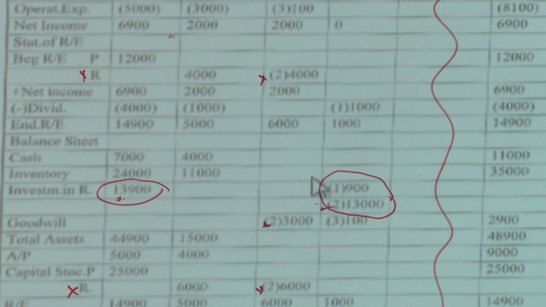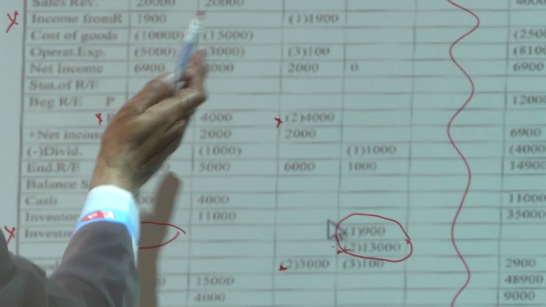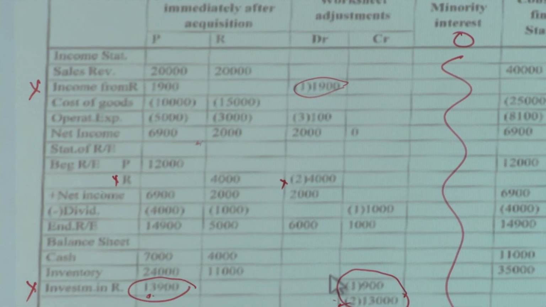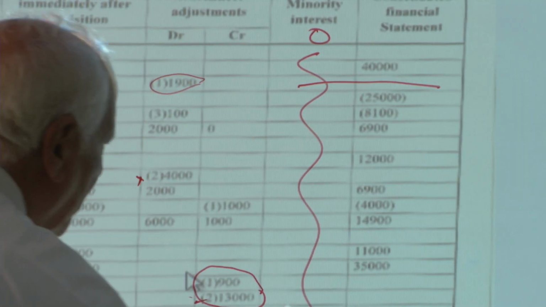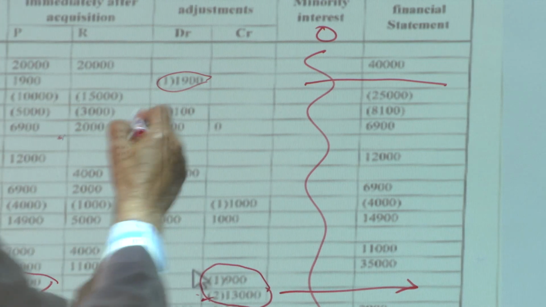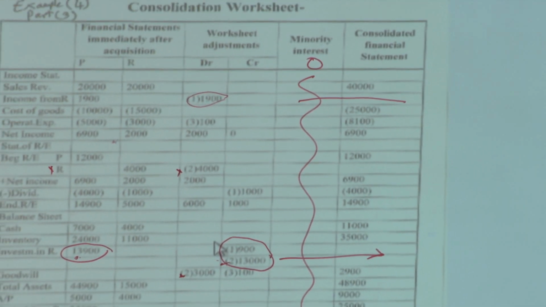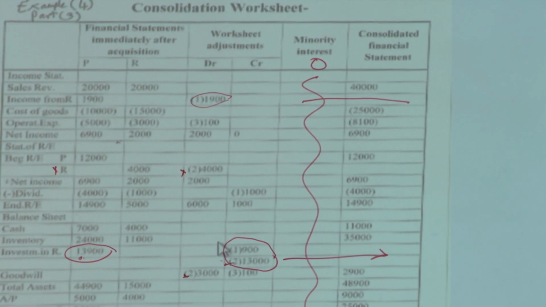Okay? What happens with this one? This one, income from R is a credit because that's revenues. I make it debit. That means we eliminate this one. If you look at the last column here, this one we eliminate this, and this one we eliminate this one. That means these two numbers we eliminate. Okay? Let's go to the last one. The last column, very important. Why? Because from this one you're going to answer all of this.